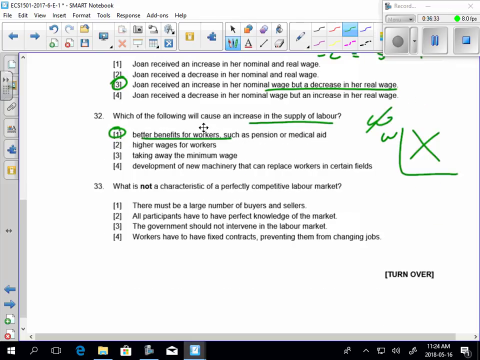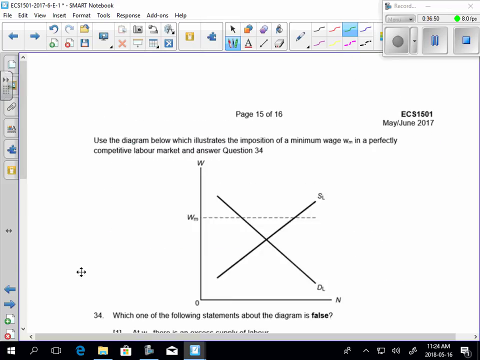Which one of the following is not a characteristic of a competitive labor market? When workers have fixed contracts, preventing them from changing jobs. Remember, free movement of labor is one of our assumptions of a perfectly competitive labor market.